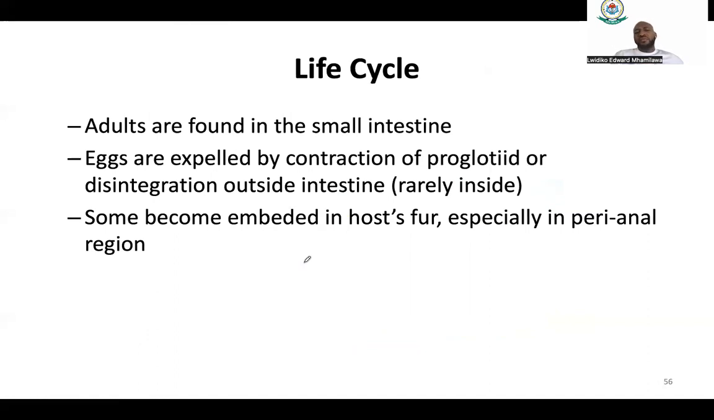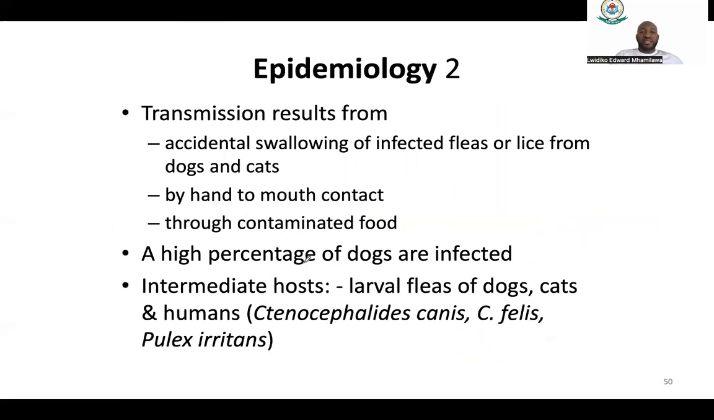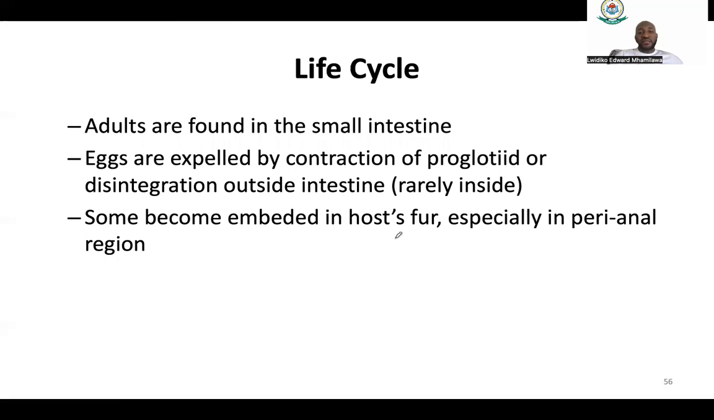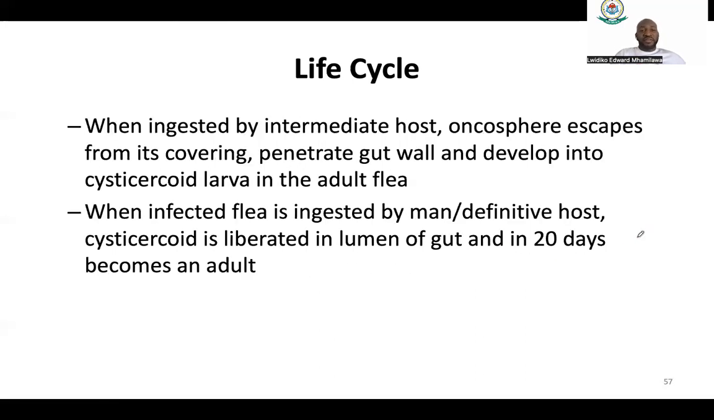The life cycle: adults are found in the small intestines. Eggs are expelled by contraction of proglottids or disintegration outside the intestines. Rarely it happens inside. Some become embedded in the host fur, like in the perianal region. And as you remember, this is for dogs, so they could be embedded in the fur in the perianal region, especially for dogs that are very furry.